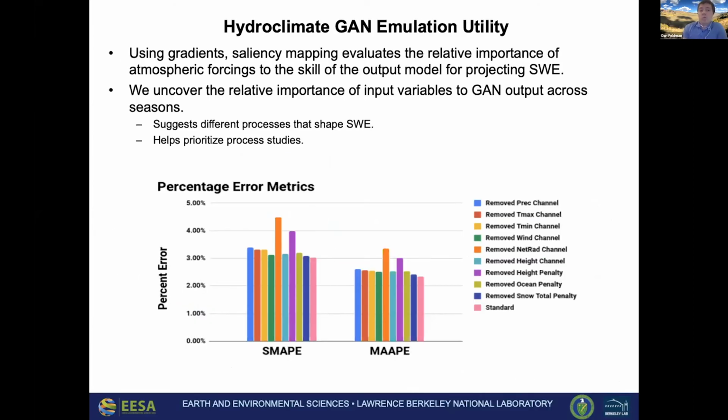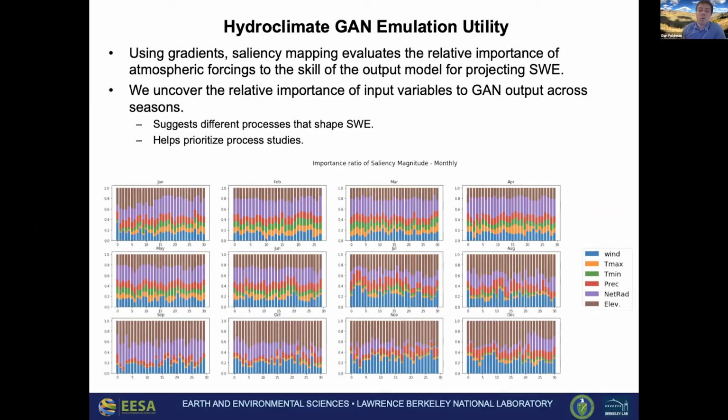And we're also able to use the gradients calculated from the GAN to understand the relative importance of atmospheric forcings to the scale of our output. So we're able to do ablation studies, where we take one channel, one variable, and fix it or remove it from the training. We can do this sequentially and together, and identify the relative importance of input variables to the GAN, and this helps prioritize process studies. We can look across seasons to see which of these variables matter the most for snow water equivalent.